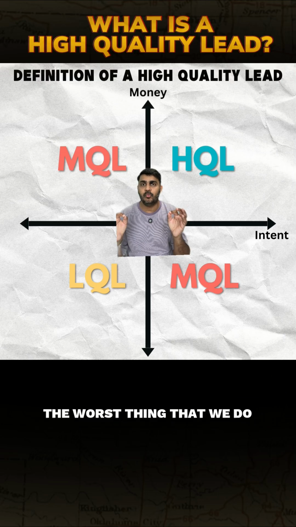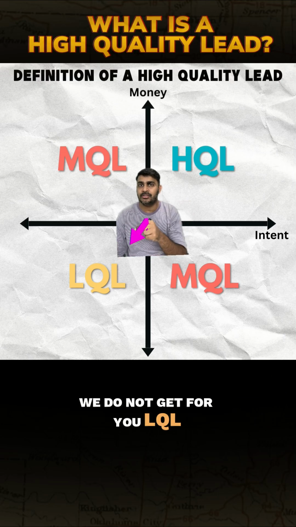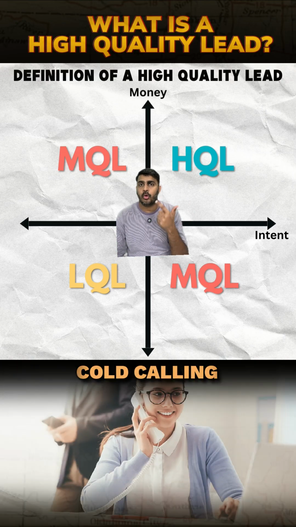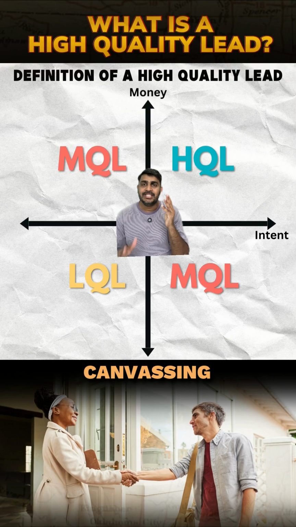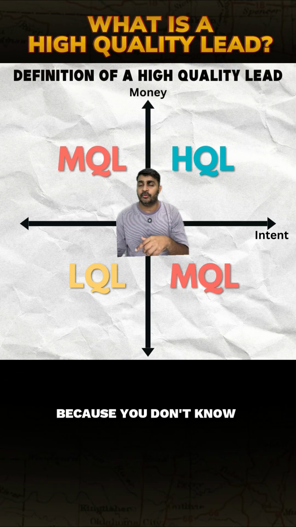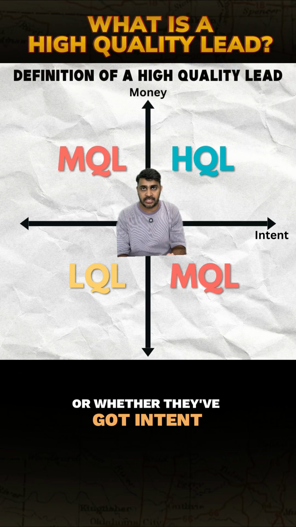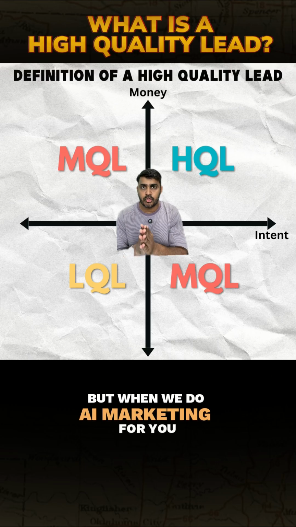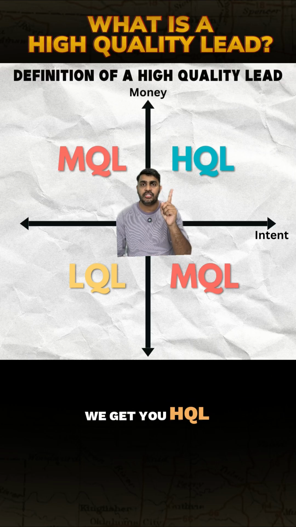The worst thing is, we do not get you LQL. When you do road shows, cold calling, door knocking, canvassing, then you end up having LQL, because you don't know whether people have got money or whether they've got intent. But when we do AI marketing for you, we'll make sure that we get you HQL. If not, worst case scenario, we get you MQL.